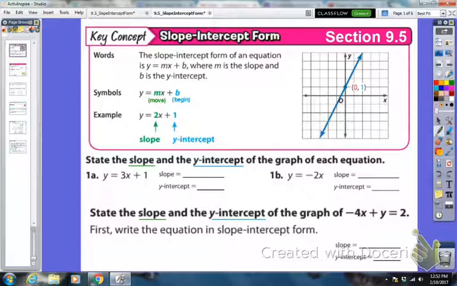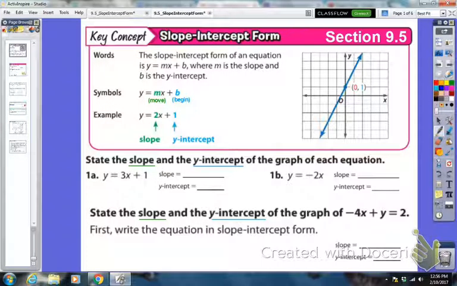This is section 9.5, slope-intercept form. The slope-intercept form of an equation is in the form y equals mx plus b, where m represents the slope or the movement, and b is the y-intercept or the beginning point. Alright, so we have an example here, y equals 2x plus 1.